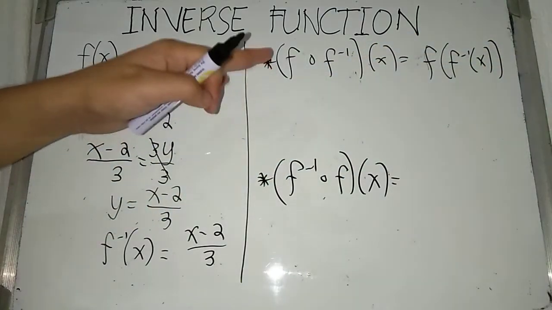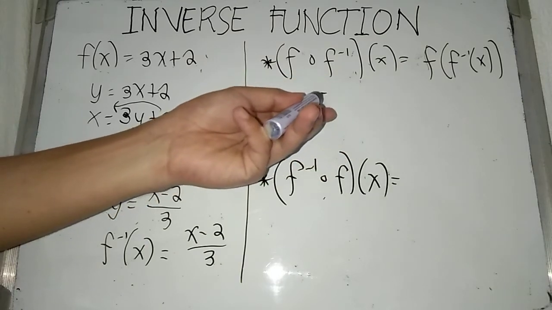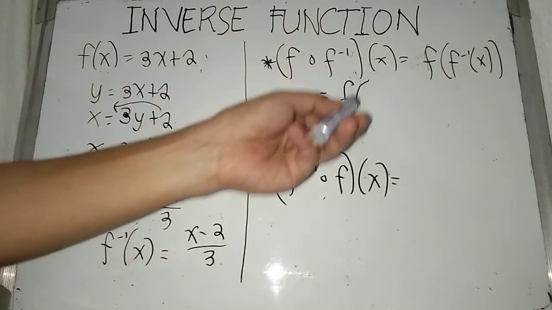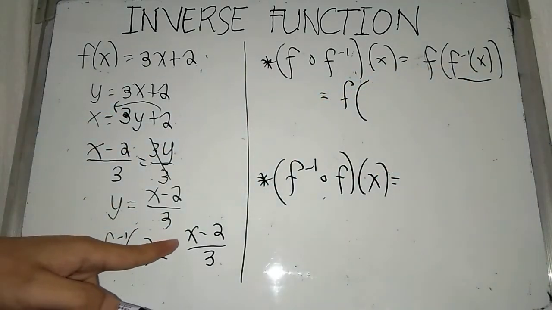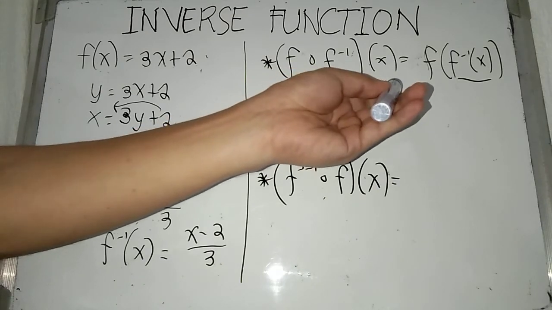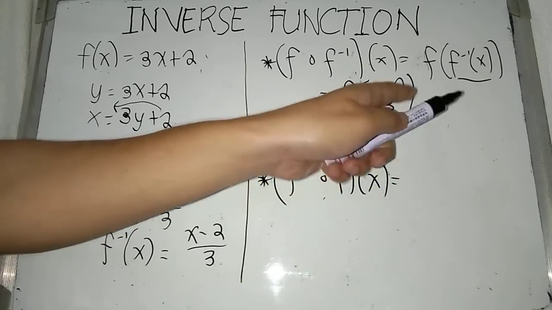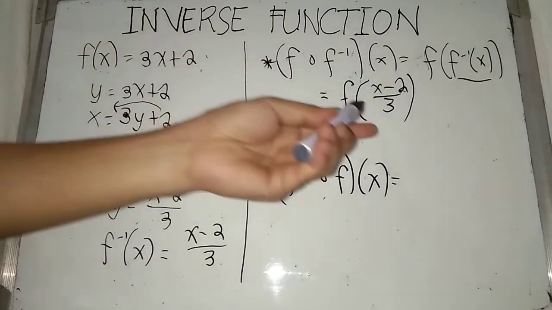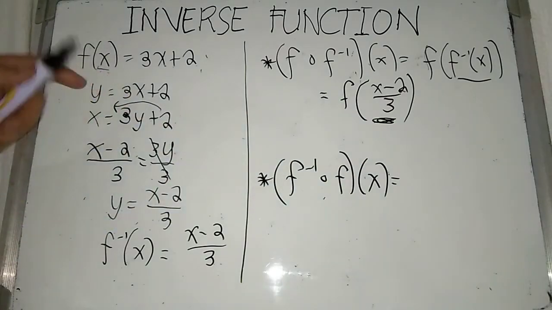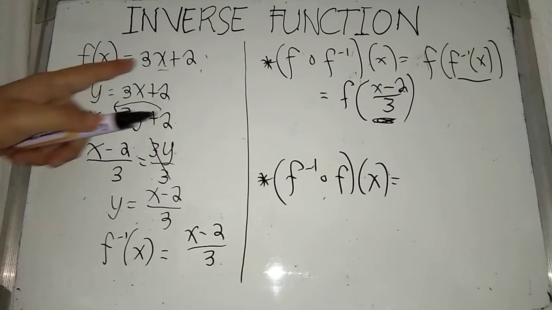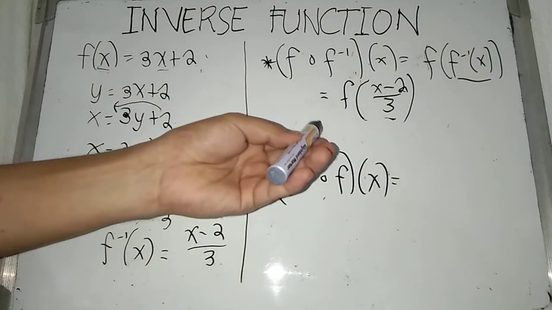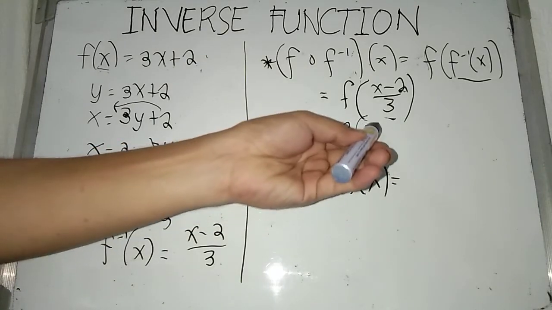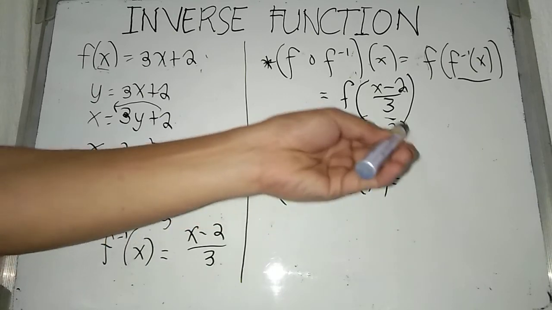This is our first case in verification. Now here we have f, copy the f. But what is f inverse of x? x minus 2 over 3. So substitute f inverse of x with x minus 2 over 3. Next thing to do is that we are going to substitute this value to the x of the function f of x. So replacing x with x minus 2 over 3, this will become 3, replace x with x minus 2 over 3, so we have 3 times x minus 2 over 3, and then plus 2.